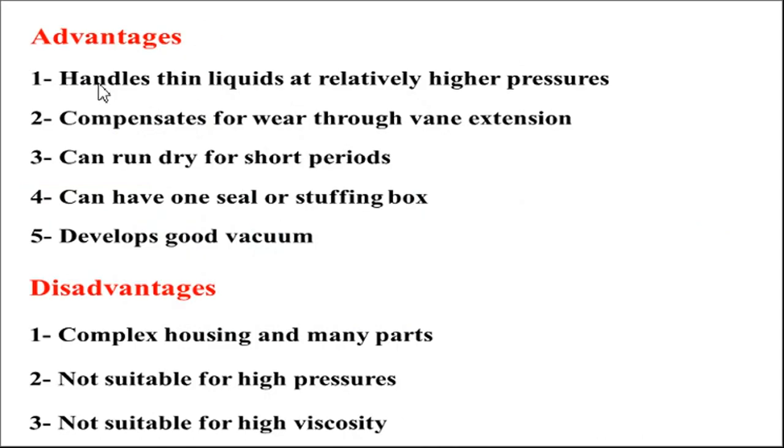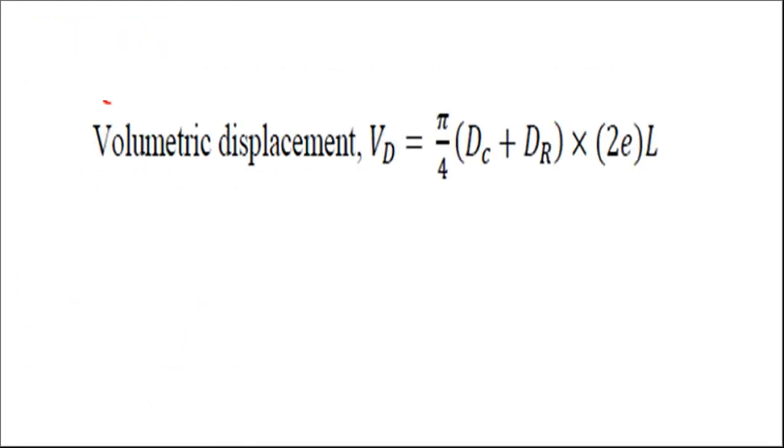So what are the advantages? It can handle thin liquid at relatively high pressure, compensates for wear through the vane extension, can run dry for a short period, can have one seal or stuffing box, and develops good vacuum. The disadvantages of the vane pump are a complex housing and many moving parts. It is not suitable for high pressure application, since we have already seen that for high pressure we go for piston pumps, screw pumps or gear pumps. It is also not suitable for high viscosity fluid.